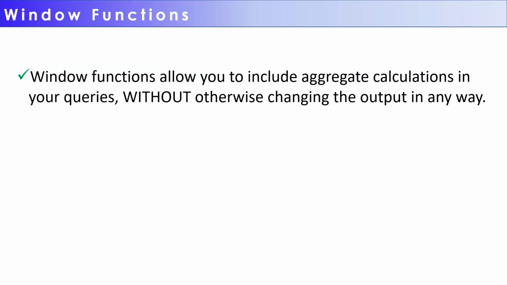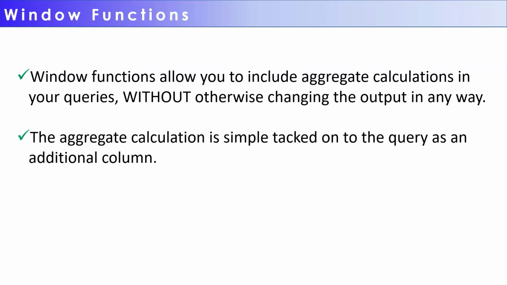In short, window functions give you the power to include aggregate calculations in your queries without changing the rest of your query output in any way. The calculation is simply added to your dataset as another column, with no impact on the rest of the data.